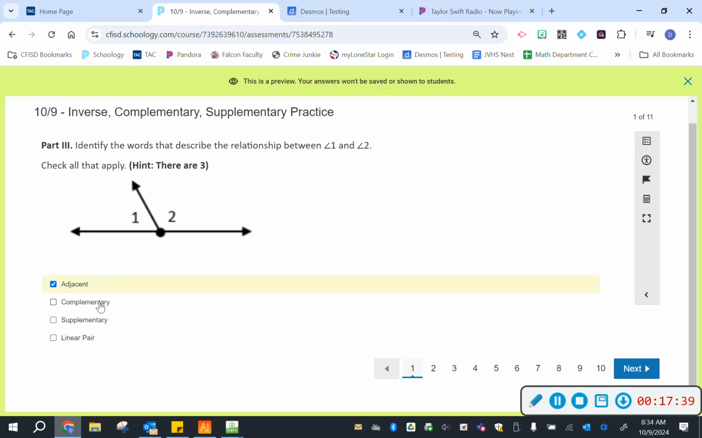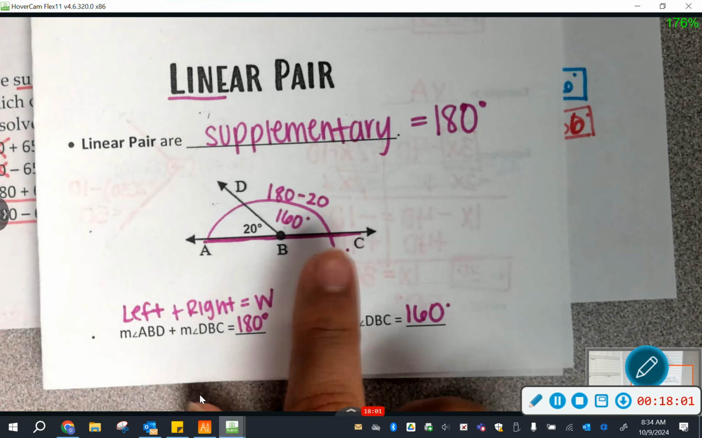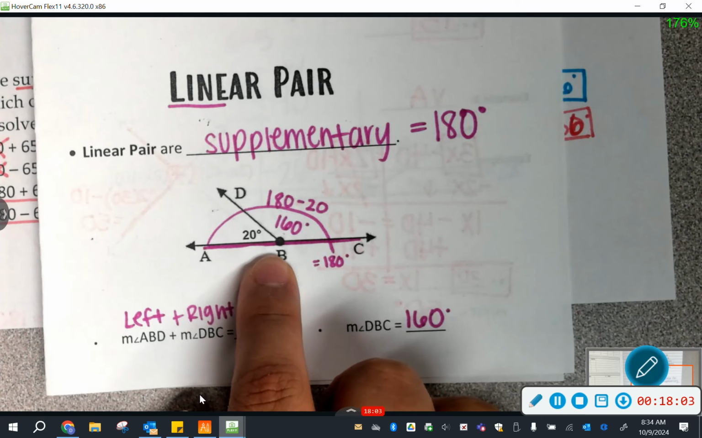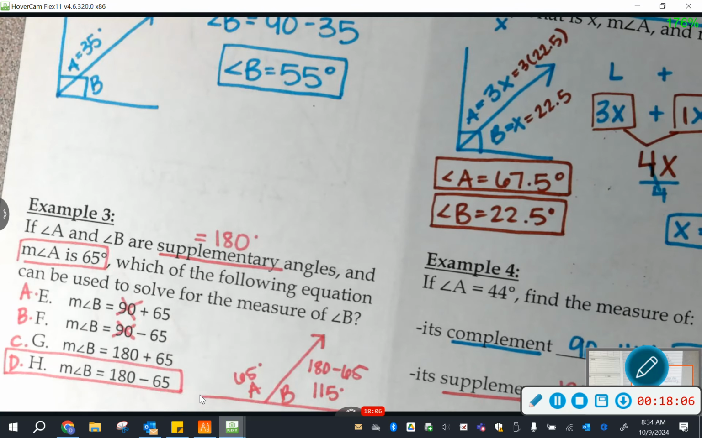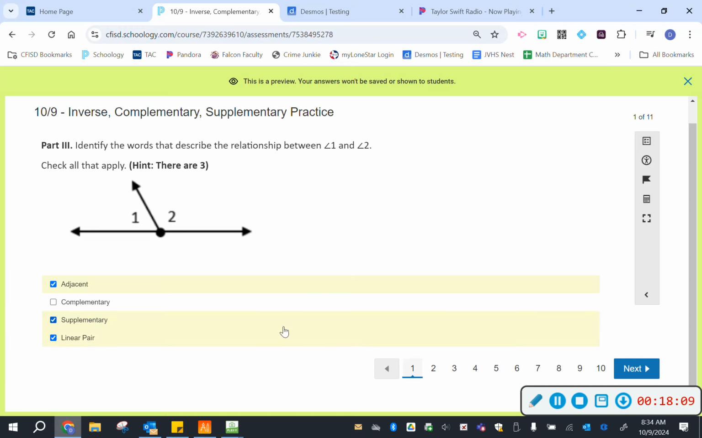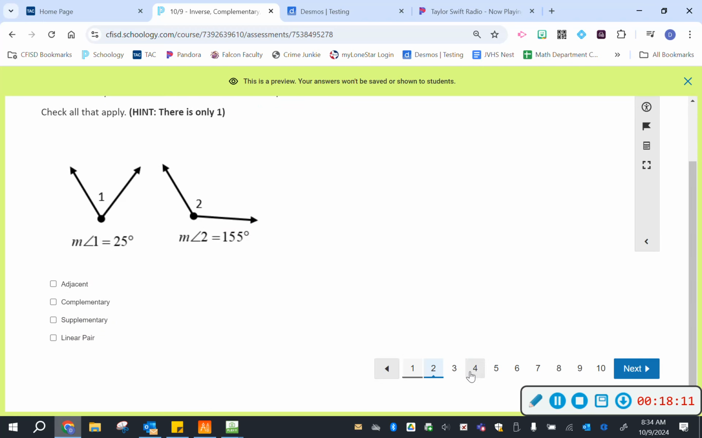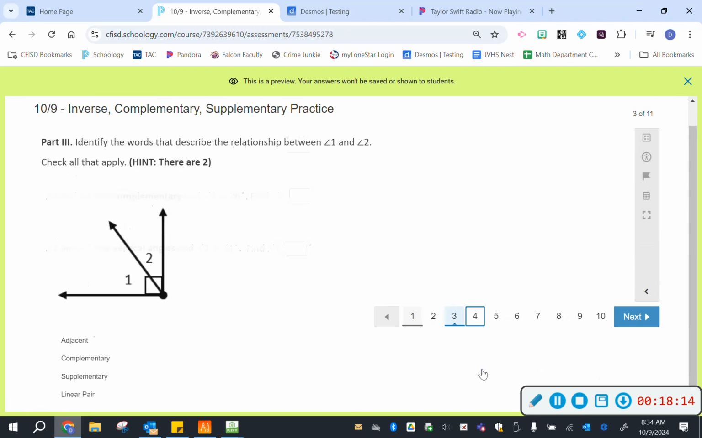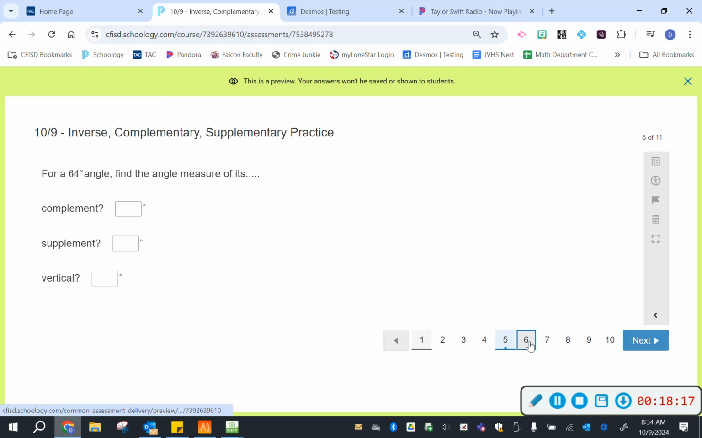Are they complementary? What does complementary mean? Do these add up to 90? No. Are they supplementary? Yeah. Do they add up to 180? Yeah. Are they a linear pair? Go back to yesterday's notes. What does a linear pair look like? Oh, yes, it is. A linear pair looks like this. Are they a linear pair? Yes. So you are going to be clicking. It'll tell you. I wrote hints up there on how many it will be. Things like that.